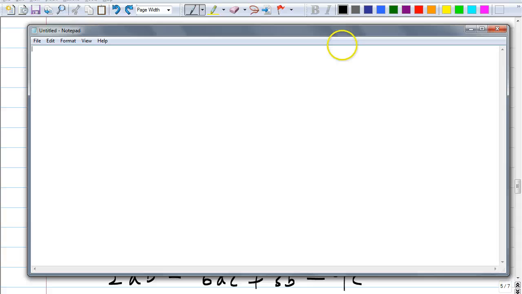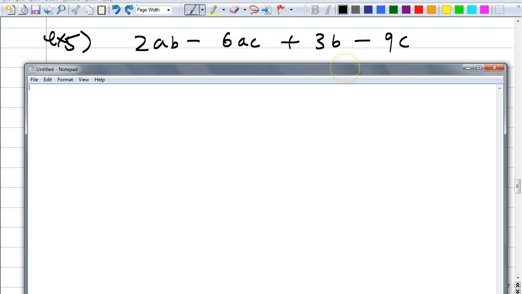So next example, they're not going to give it to you so nicely. This time they give it to you this way. How is this different than previous examples? This time, what's different? Write this down. 2ab minus 6ac plus 3b minus 9c. How is this different than the other examples? Yes, Aaron? There are no GCFs in none of the groups. Yeah, then none of them are grouped together.